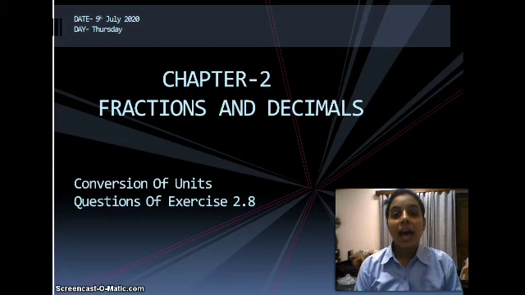Right? So, as before going for summer break, we are doing our chapter number 2, that is fractions and decimals in class 7. So today also we will continue with our chapter because we have completed the decimal part, but in fraction part few questions are remaining.